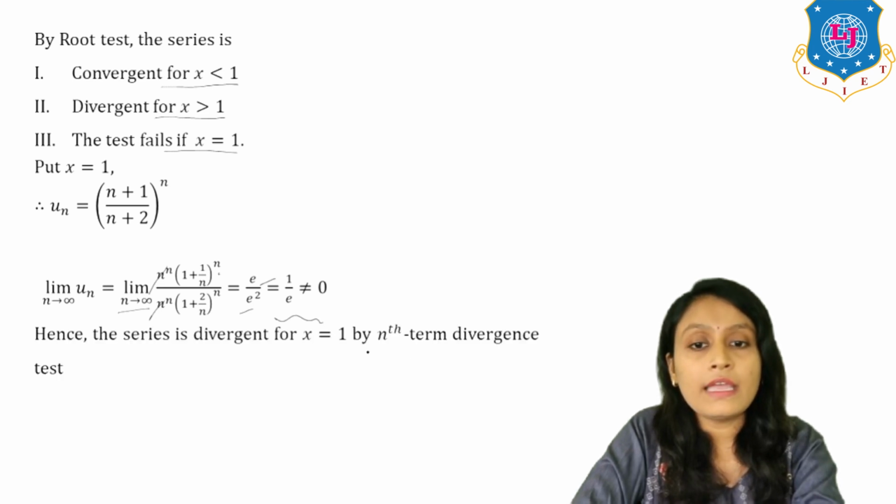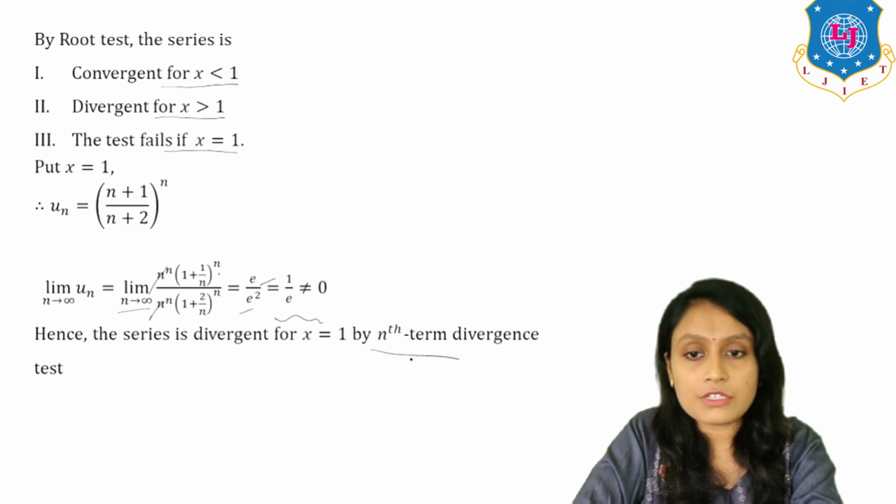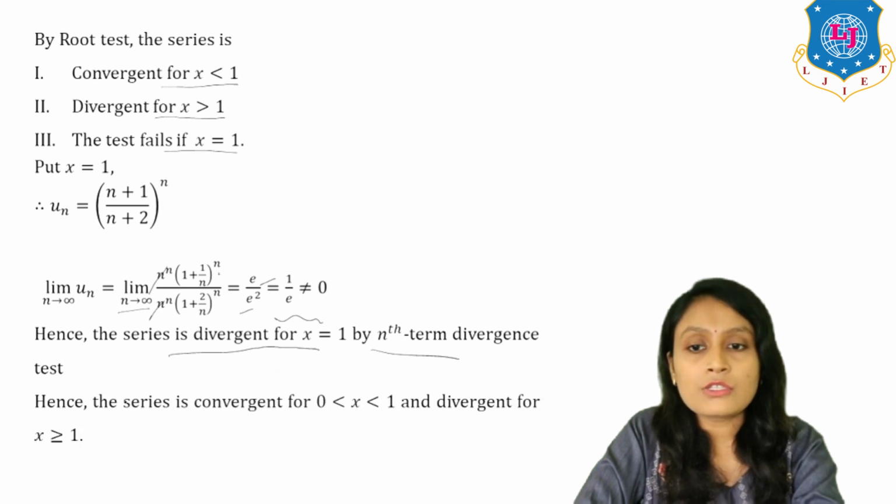Okay, so by the nth term test for divergence we can say that the given series is divergent for x equal to 1, right? So in general, we can say that the given series is convergent for 0 less than x less than 1 and it is divergent for x greater than or equal to 1, right?